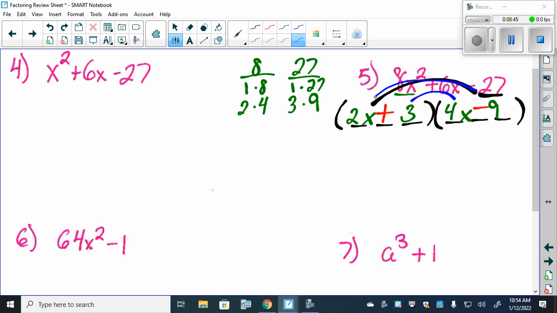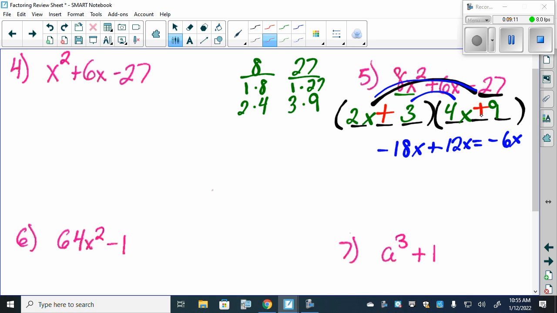Check to see if this is correct. 2x times negative 9 is negative 18x. Plus 3 times 4 is 12x. Negative 18x plus 12x is negative 6x. So since the middle, we got the correct number but wrong sign, we flip the signs.